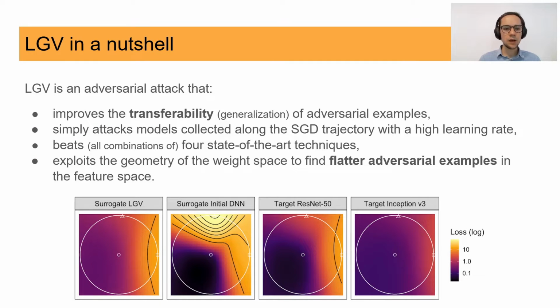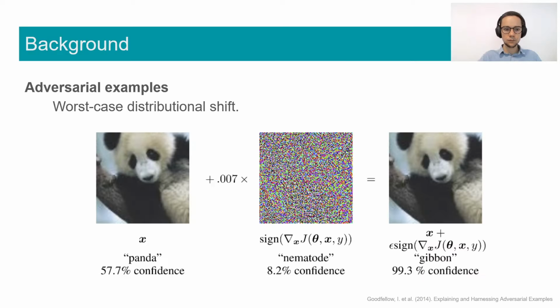LGV, in a nutshell, is an adversarial attack that improves the transferability, or the generalization, of adversarial examples by simply attacking models that are collected along the SGD trajectory with a constant high learning rate. It does beat all combinations of four state-of-the-art techniques by exploiting the geometry of the weight space to find flatter adversarial examples in the feature space.